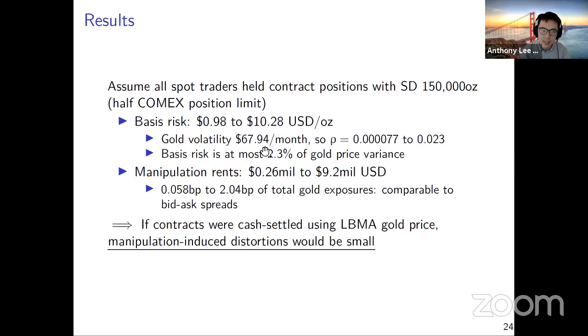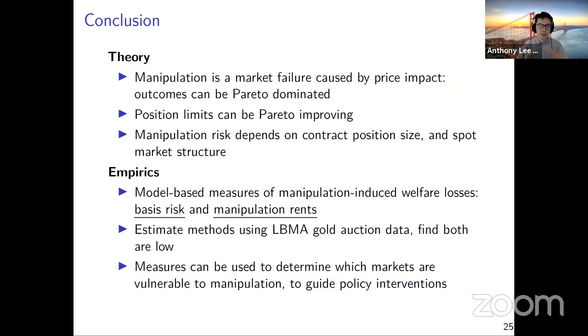I am essentially out of time. So to conclude, what have I done? Two main contributions. I've constructed a theoretical motivation for trying to clear up some of the confusion in this space about how manipulation is a market failure, can be Pareto dominated, and regulation can fix it. And then I've designed empirical metrics to measure how bad manipulation is in any given market.